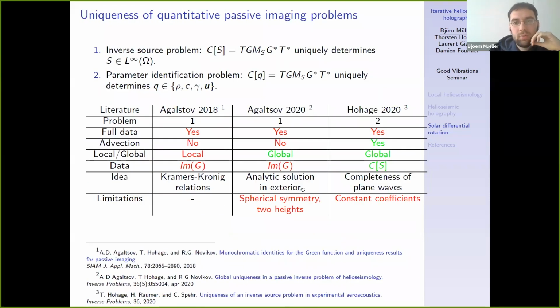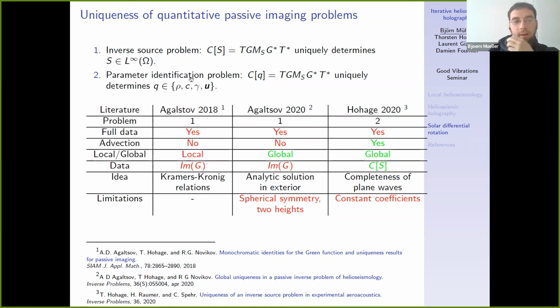So in my last minutes, I want to spend on the second part of my PhD thesis, which is much more mathematical. And this goes with uniqueness proofs of quantitative passive imaging problems in general, and in particular for helioseismology. So we are studying two different problems. The first problem is an inverse source problem. So we have this covariance operator I showed you before, whose kernel is what we know in helioseismology. And we ask if this uniquely determines our source terms.